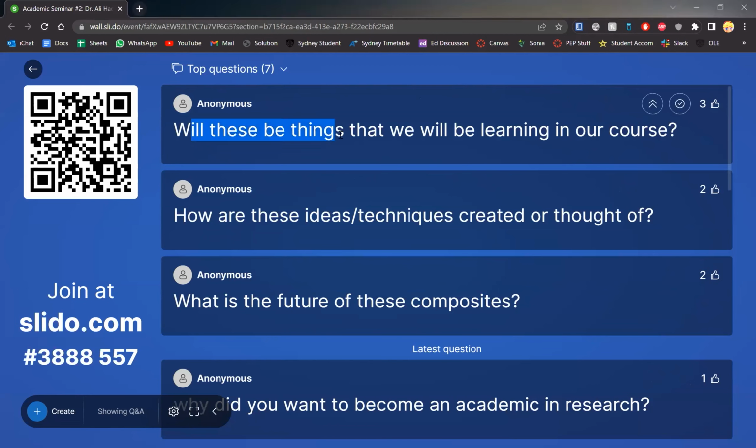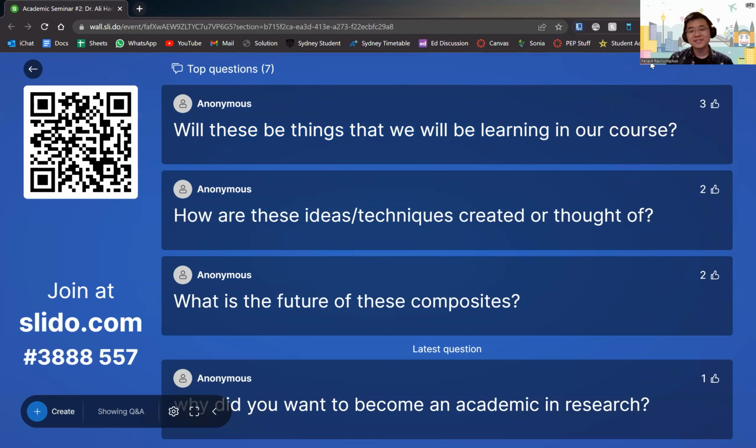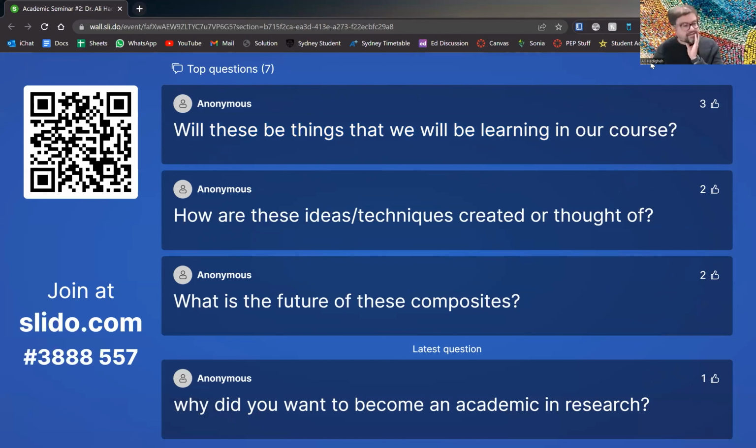So will these be things that we'll be learning in our course? Seems to be the most burning question at the moment. That's a very good question. I guess there are some sustainability related subjects offered by different schools. I don't know whether our school particularly is offering that, but I know universities and civil engineering faculties offer these sorts of sustainability related units.